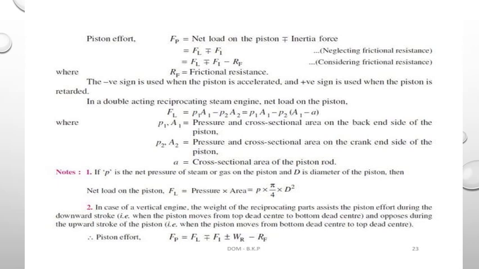In a double acting cylinder, the piston effort is P1 A1 minus P2 into A2 minus A. P1 and A1 represent the pressure and cross-sectional area of the back end, P2 and A2 the pressure and cross-sectional area of the crank end side, while A is the cross-sectional area of the piston rod. When there is no piston rod acting, the formula is FL equal to P into pi by 4 into D square.